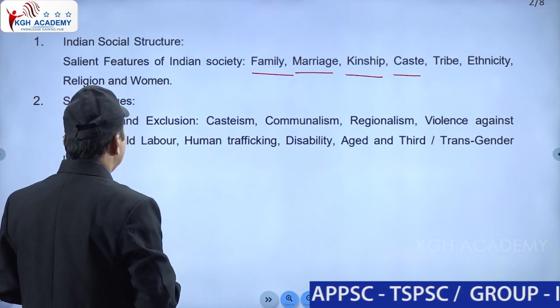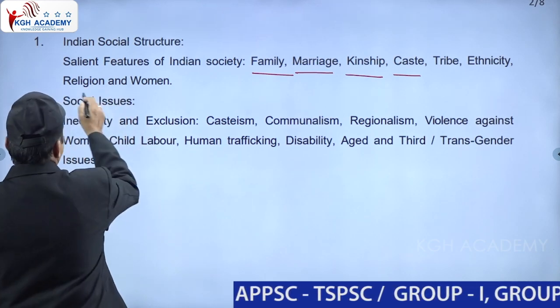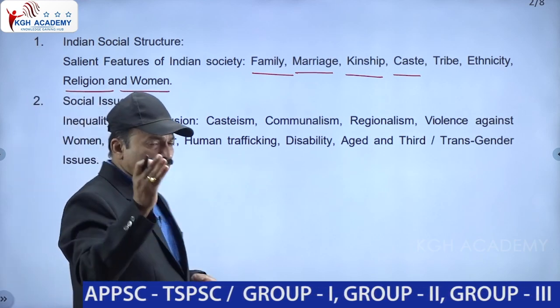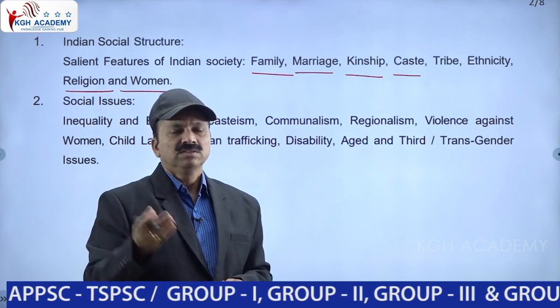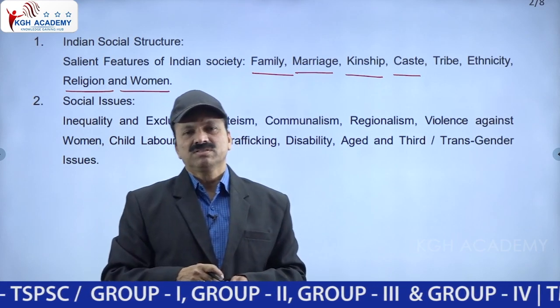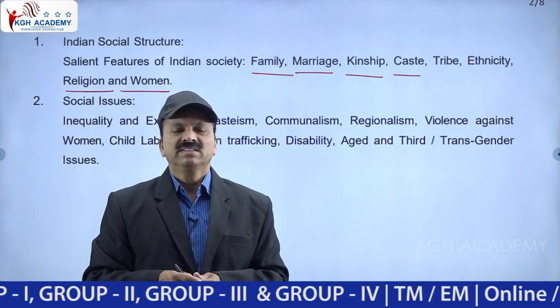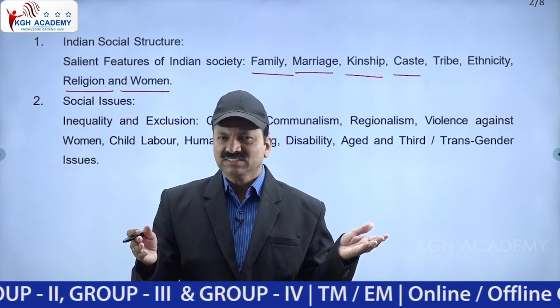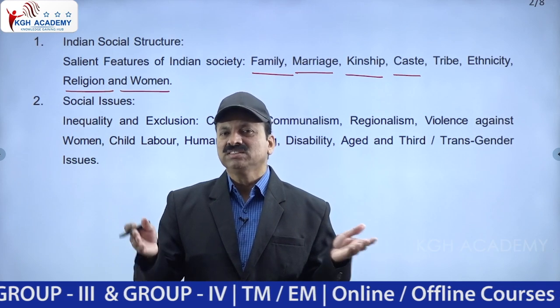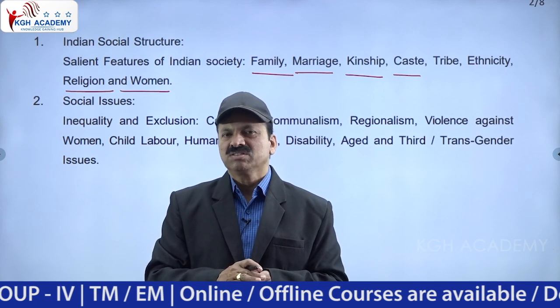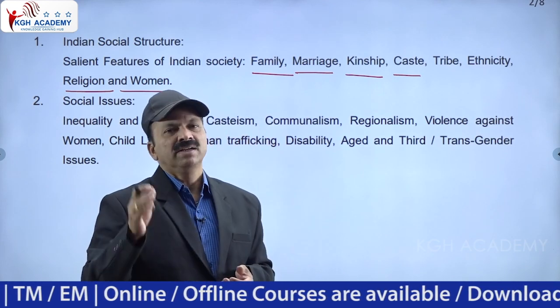Then religion and women. What religions are existing in India? Major religions: Hinduism is a major one. Then Jainism and Buddhism also existed, Christianity, Islam, Zoroastrianism. All these religions existed. Major religions now are Hinduism, Islam and Christianity. Jainism is also existing. Buddhism, to some extent, has declined.